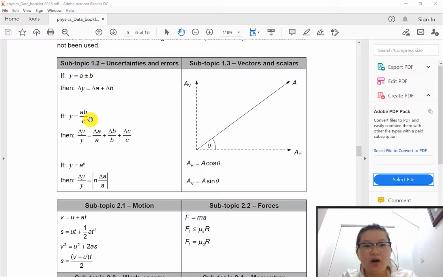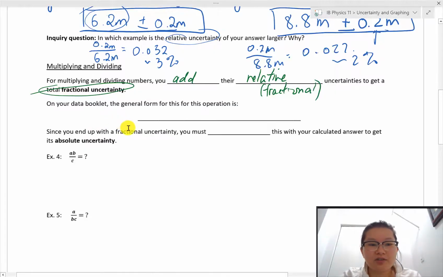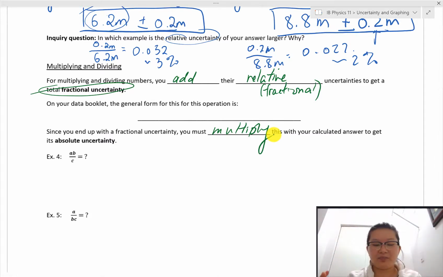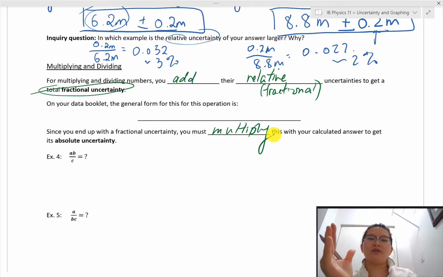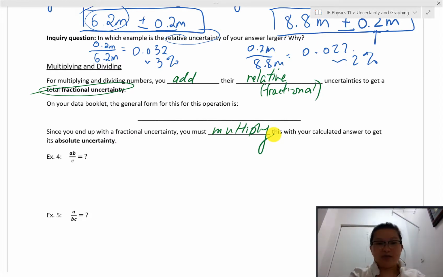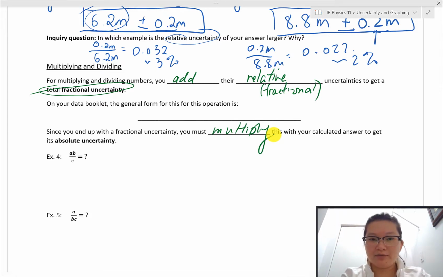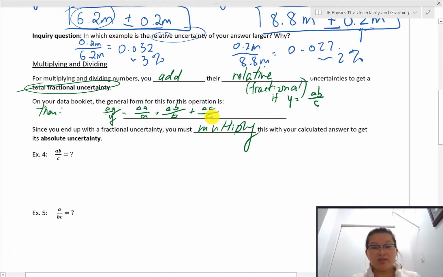So that means if you want to find the absolute uncertainty of your y, which is your total, you must multiply this fractional uncertainty by your calculated y answer to get the absolute uncertainty. That's just converting from your fractional uncertainty to absolute uncertainty. You need to do the conversion, otherwise you end up with a fractional uncertainty, which you may not want. I'm just going to write down here what you got in the data booklet, so you have it in your notes. Now, of course, let's do an example so that you know exactly what this means.